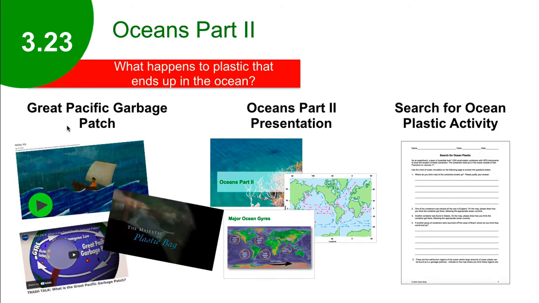Let's look at a completely different impact of ocean circulation. We start lesson 3.23 discussing what students might have already heard about trash in the ocean. Where does it come from and what happens to it? We then have a series of videos to trace the movement of a plastic bag from litter on the street all the way into the Great Pacific Garbage Patch.